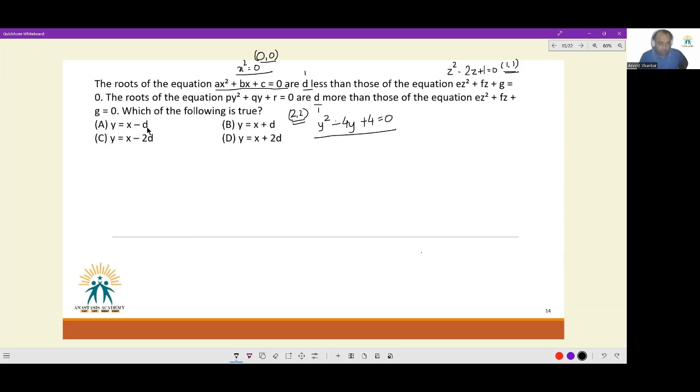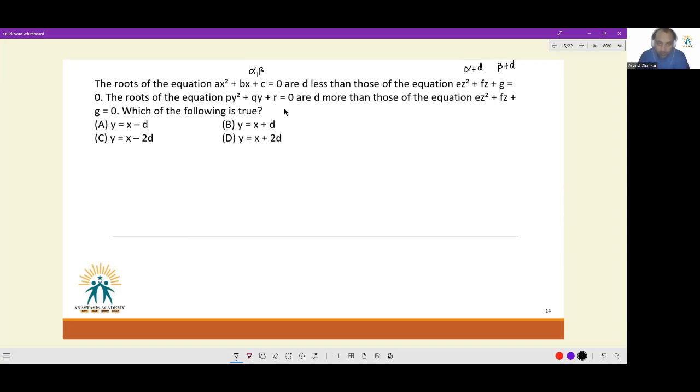Which of the following is true? Is 2 equal to 0 minus 1? Of course not. Is 2 equal to 0 minus 2? Of course not. Is 2 equal to 0 plus 1? Of course not. Is 2 equal to 0 plus 2? Of course, yes. This is the answer. Now, simply by allocating different roots, we can solve this. Or the technical way, or let's say the algebraic way, the academic way would be, let the roots here be alpha and beta. So the roots here will be alpha plus d. Here it will be beta plus d.